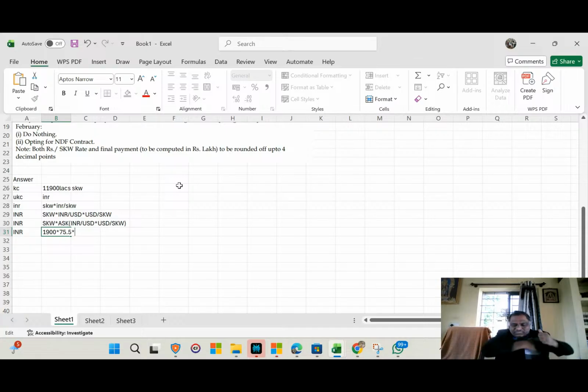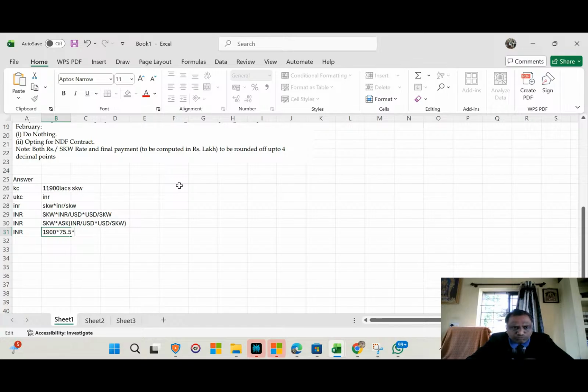See friends, the rates are interpreted here like this. The given rates are INR by USD and SKW by USD. So for the sell rate, the ask rate, I have taken INR divided by USD. But whereas for SKW by USD, I want the rate which is the ask rate, 1190.75.